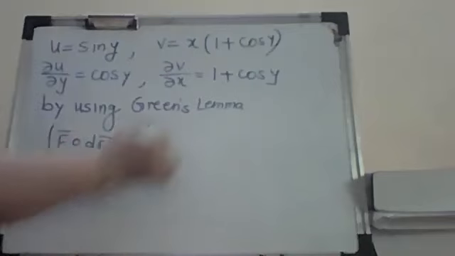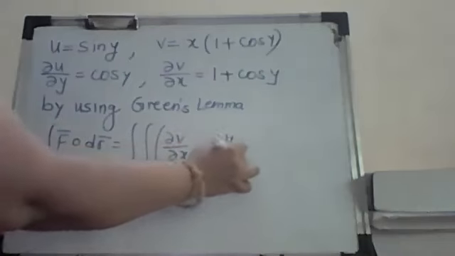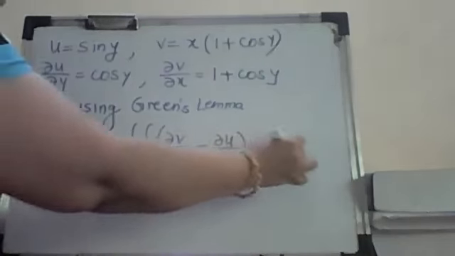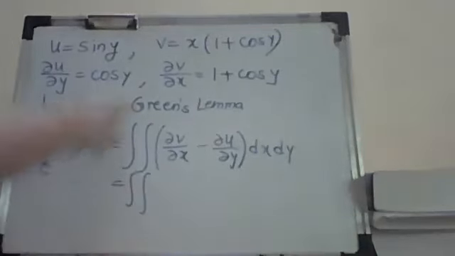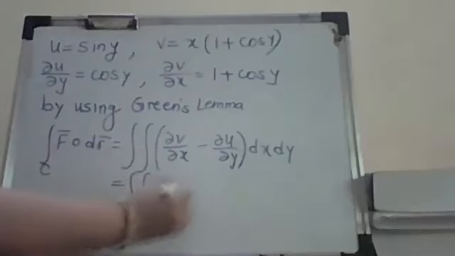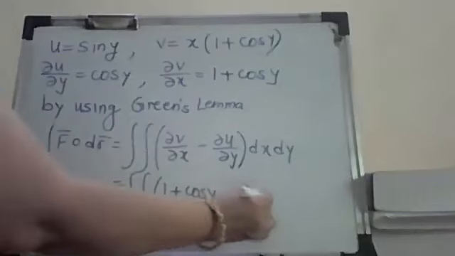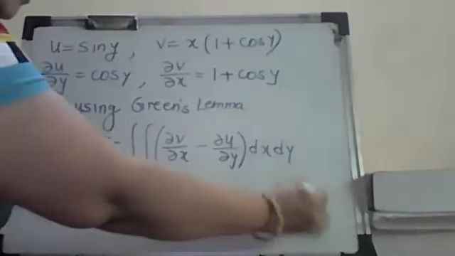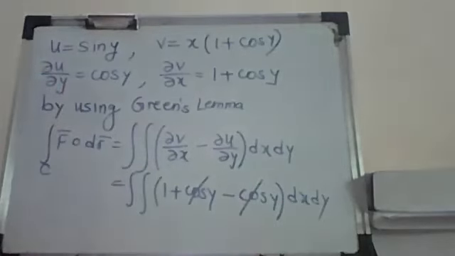double integration. I have to take ∂v/∂x minus ∂u/∂y, correct? dx dy. So what is this thing? It is the double integral of, you put ∂v/∂x, what I have is 1 plus cos y, correct? Minus ∂u/∂y, that is minus cos y, and then dx dy. See, this integrand gets simplified and I am getting the function now as the double integral of dx dy. Correct? Double integral of dx dy.